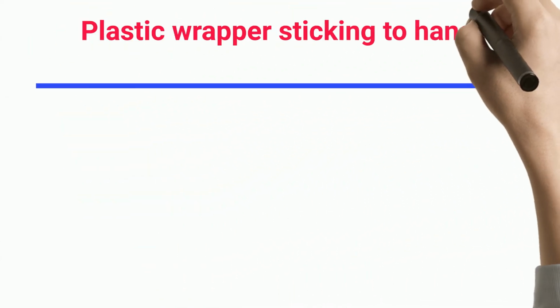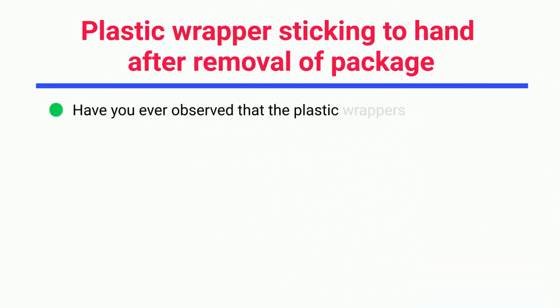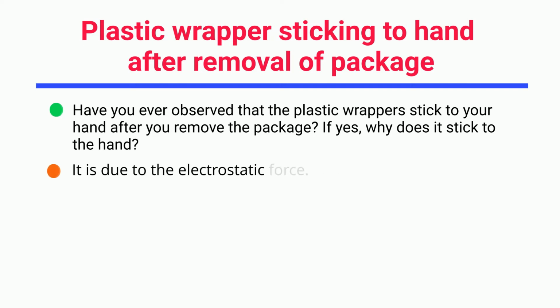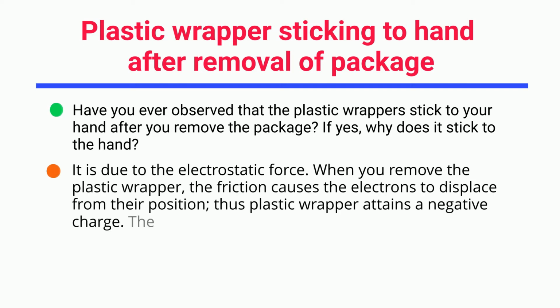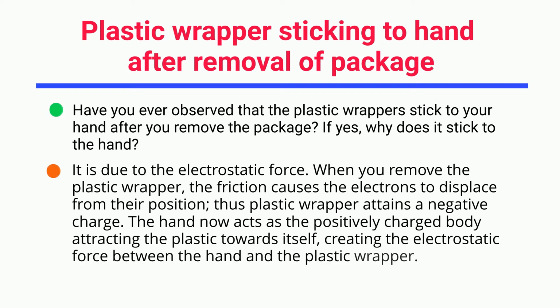Plastic wrapper sticking to hand after removal of package. Have you ever observed that plastic wrappers stick to your hand after you remove the package? If yes, why does it stick to the hand? It is due to the electrostatic force. When you remove the plastic wrapper, the friction causes electrons to displace from their position, and the plastic wrapper attains a negative charge. The hand now acts as a positively charged body, attracting the plastic towards itself, creating the electrostatic force between the hand and the plastic wrapper.